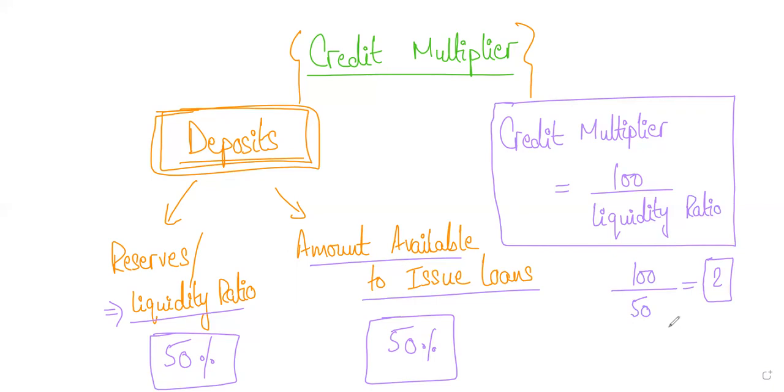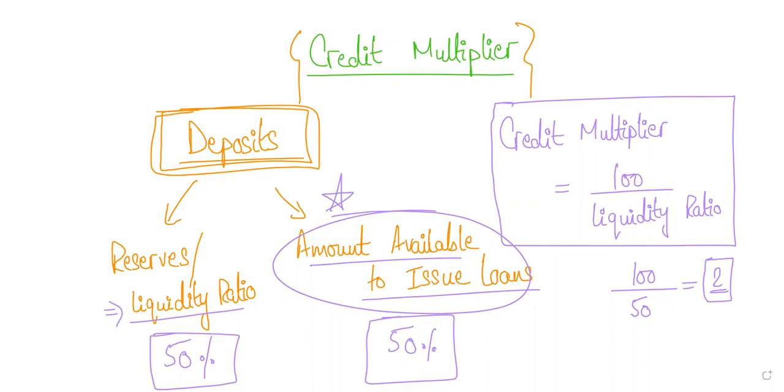Just like we talked about the multiplier effect in the Keynesian cross, in this case, the credit multiplier of 2 shows that you can issue twice the amount in loans, right? So a credit multiplier of 2 means that the amount that is available to issue loans can be issued 2 times, right? Students, are you getting me?